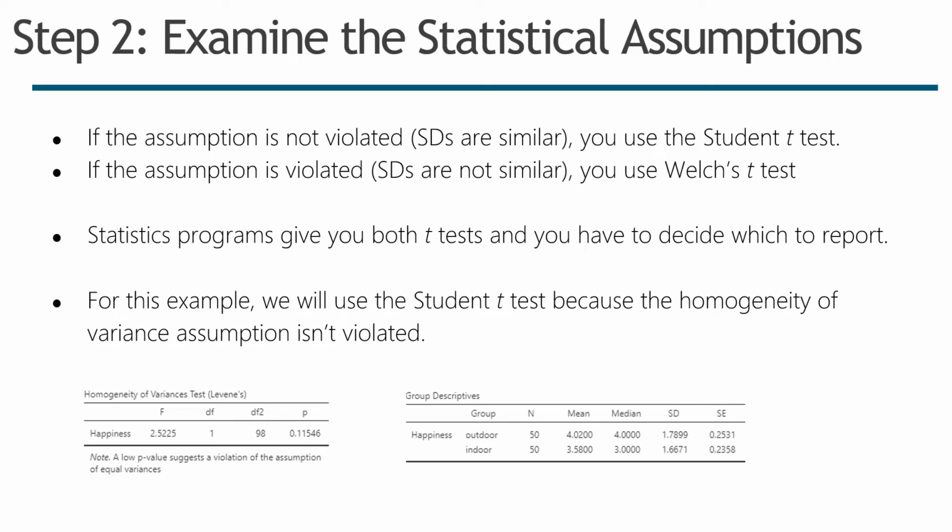If the assumption is violated, in other words, the standard deviations are not similar, you can use the Welch's t-test. Statistics programs give you both t-tests, and then you just have to decide which one to report there. So for this example, we're going to use the student t-test because our homogeneity of variance assumption wasn't violated. Our p was greater than 0.05, and also our standard deviations were very similar to each other.